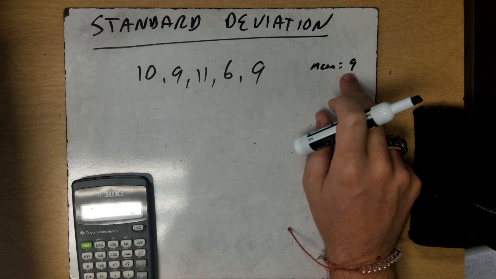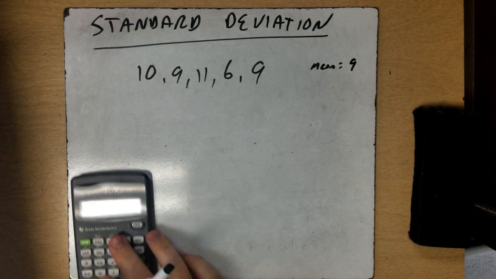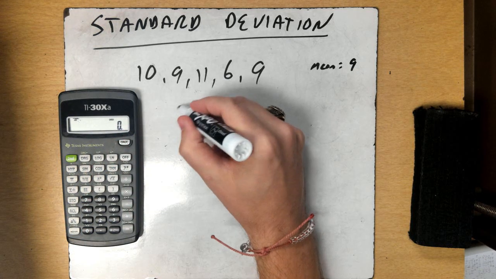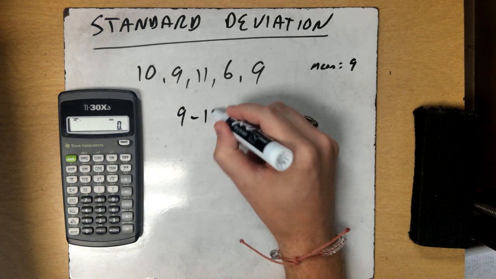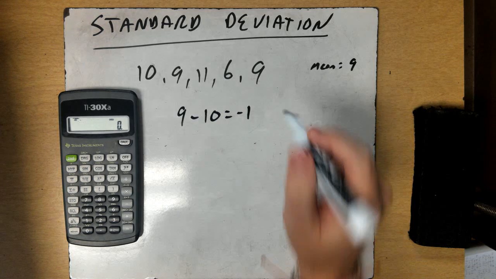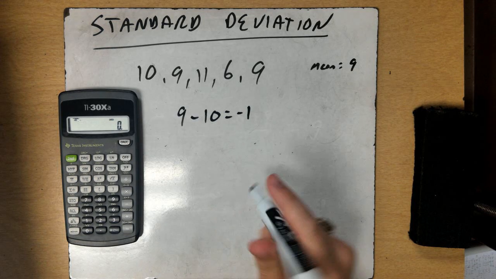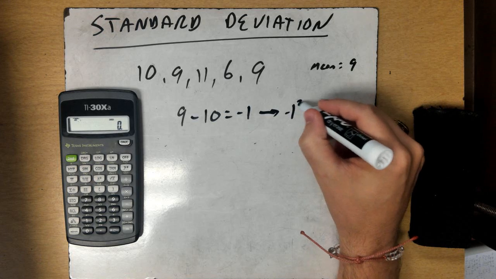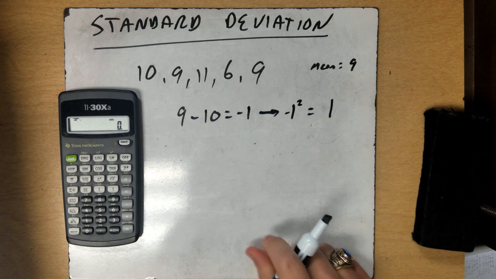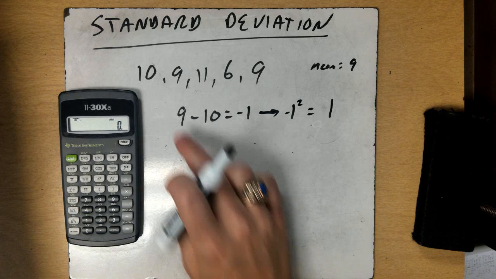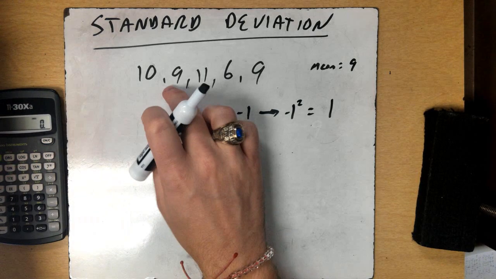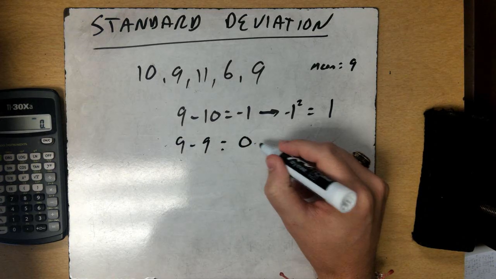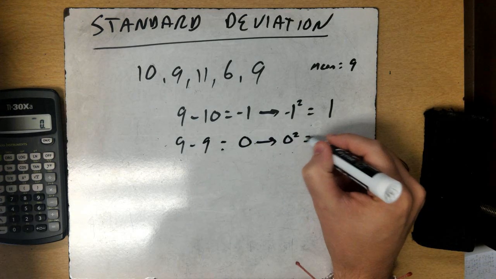from our mean, 9, and then square it. So we're going to do 9 minus our first point, 10. That equals negative 1. And then we square it: negative 1 squared equals a positive 1. Then we're going to do 9 minus 9. That equals 0, and 0 squared equals 0.